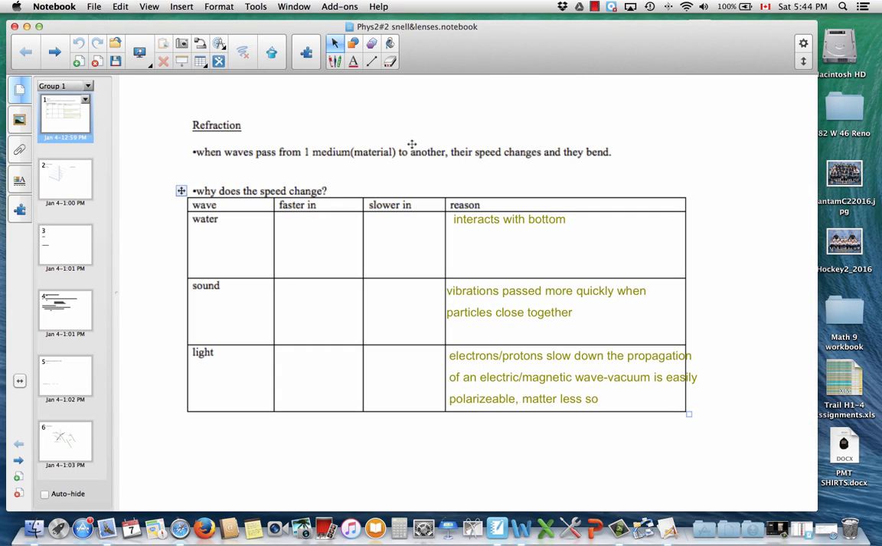So we're looking at properties of light, and we've discussed the reflection law. Another thing that light, and indeed all waves do, is refract. Now, what does refraction mean? Well, when waves pass from one medium, which means a material, to another, their speed changes. And because their speed changes, they bend.